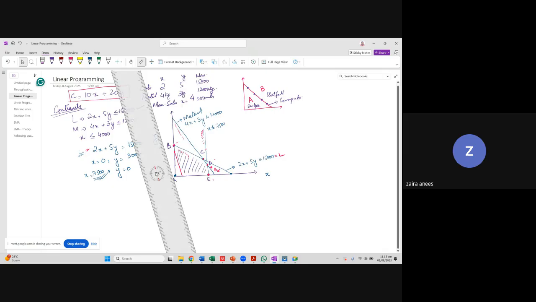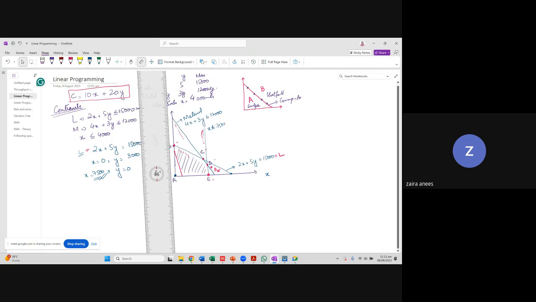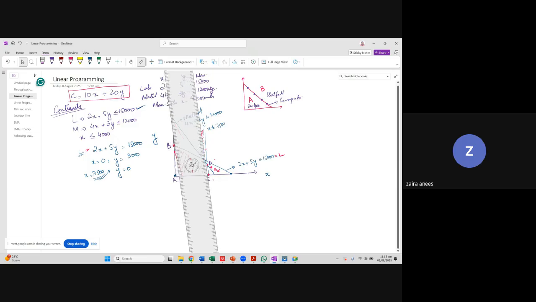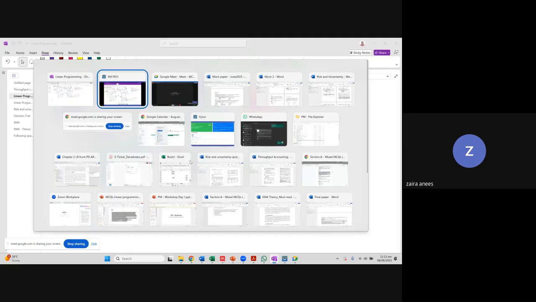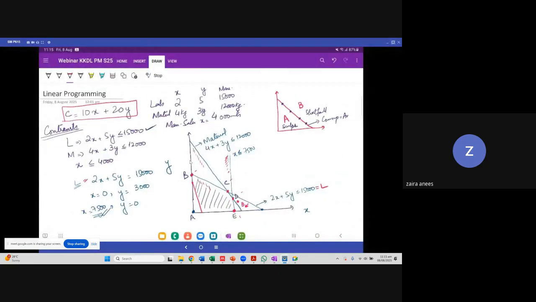If your slope is like this, let's suppose your slope changes, in that case you may get a wrong answer, right? So right now D is the solution. So what we will do is try to identify the point D, right? And how will we identify the value of X and Y at point D?